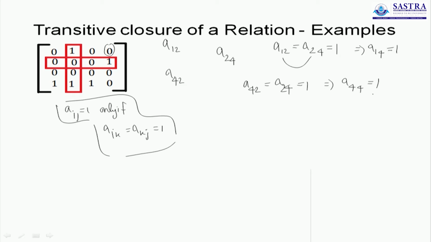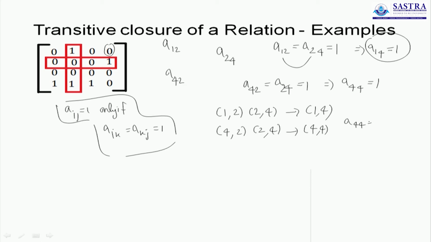I brought about 2 changes this time. The first change is brought about because you have a pair 1 2 and you have a pair 2 4. Therefore you must have a pair 1 4 to make it transitive. That is what this 1 implies. And you have a pair 4 2 and you have a pair 2 4, which means you must have a pair 4 4. Therefore A44 is also 1. That is what is represented by this.